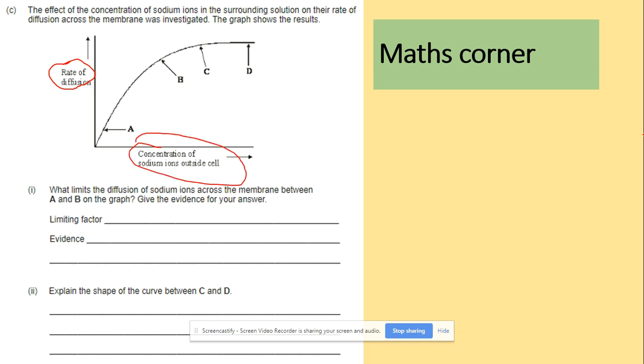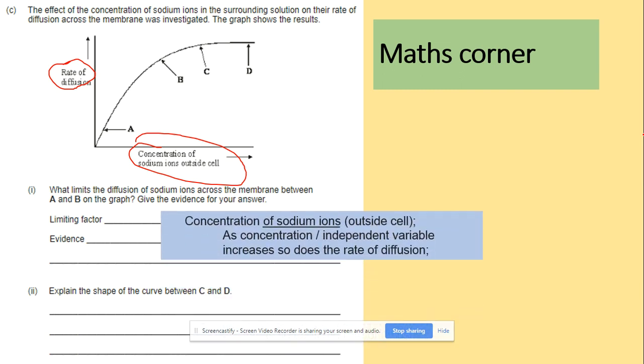Okay, so we need to look at the limiting factors here. The limiting factor is the concentration of sodium ions, which affects the rate of diffusion, because that concentration will affect the concentration gradient. As the concentration, the independent variable, increases, so does the rate of diffusion.